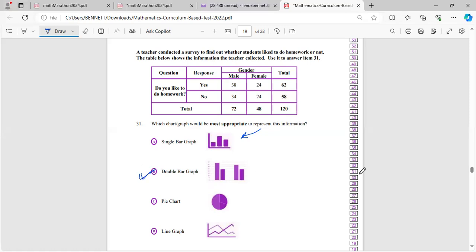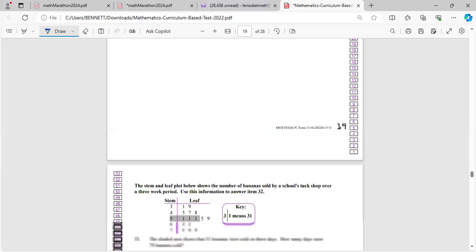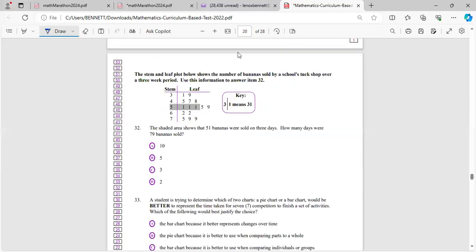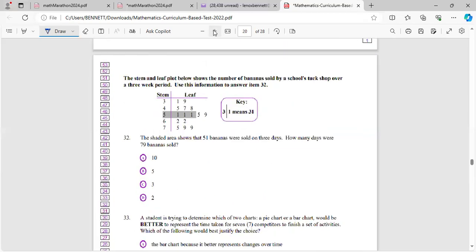So it'd actually be this. Some persons chose line graph. Line graph would probably be the second best option after this, because you could have one that shows this. And then the pie chart is the worst, and the single one, like a single bar graph. Alright, good job, good job.